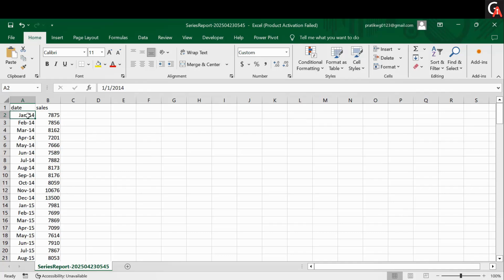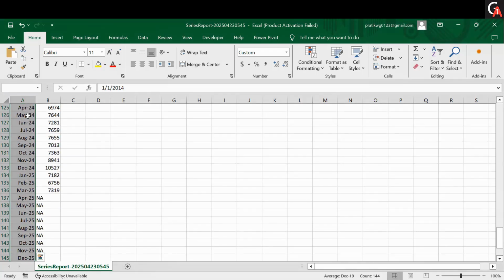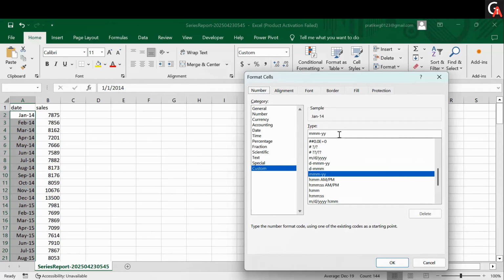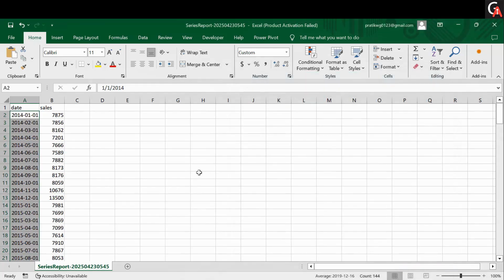So let's convert it to the date format. You can do that by pressing Ctrl Shift and down arrow. Press Ctrl 1. Then here in the custom formatting, you have to change it to year, month, and DD. So it will be in the format as shown over here. Let's click on OK and save this file.